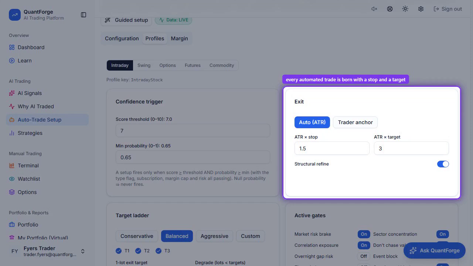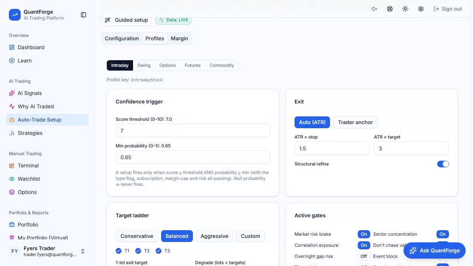And I saw exactly what would arm before trusting it. The live preview showed you the real stop, the real rungs, the real R multiples, no surprises. Between this exit design, your margin budgets and the risk gates, the platform's protection is not a promise on a page. It is machinery you can watch working.